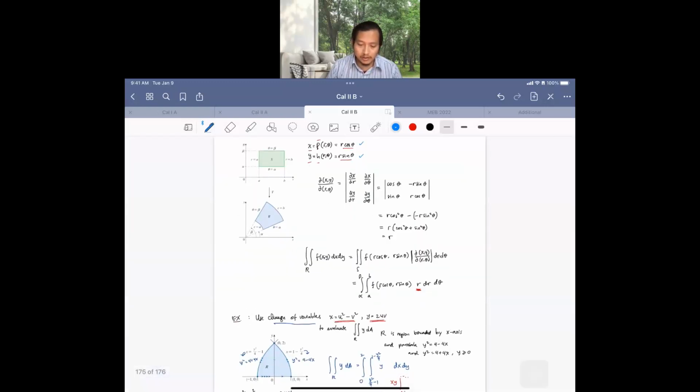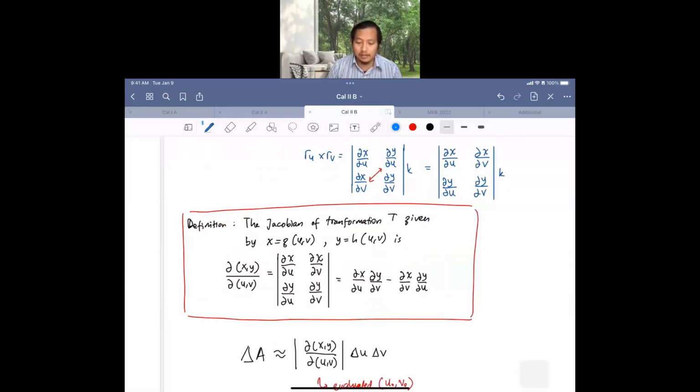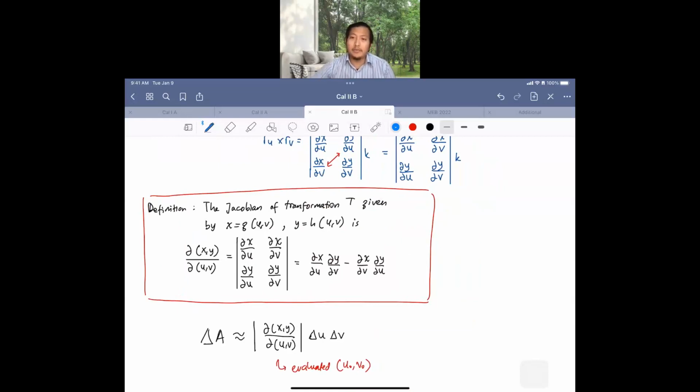Okay, so just a little bit review on the Jacobian transformation. Whenever we have a relation between x and other variables, for example, we can define x as a function of two variables u and phi. Also, y can be described as a function of two variables u and phi. We can describe the transformation as the Jacobian. So this is called the Jacobian.